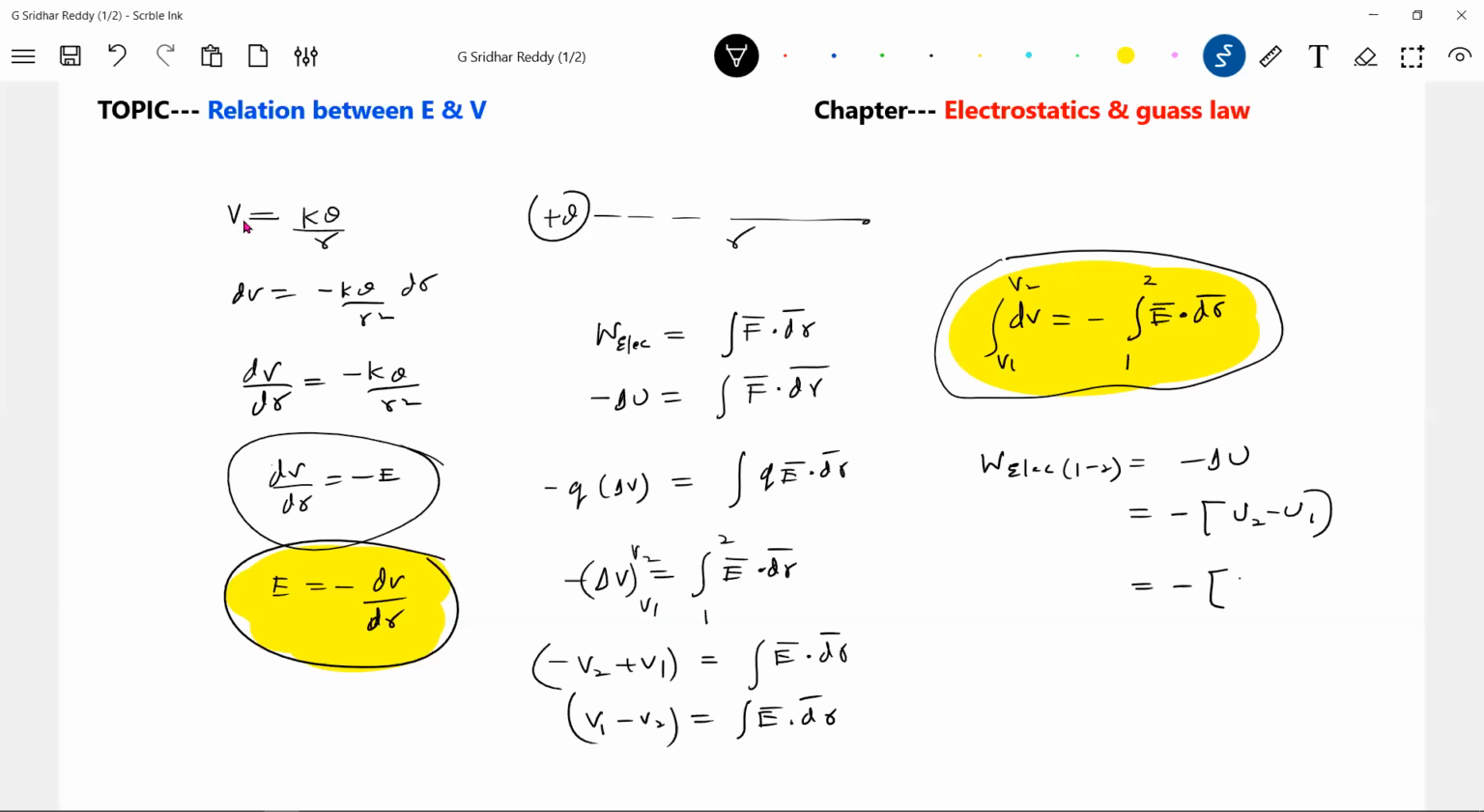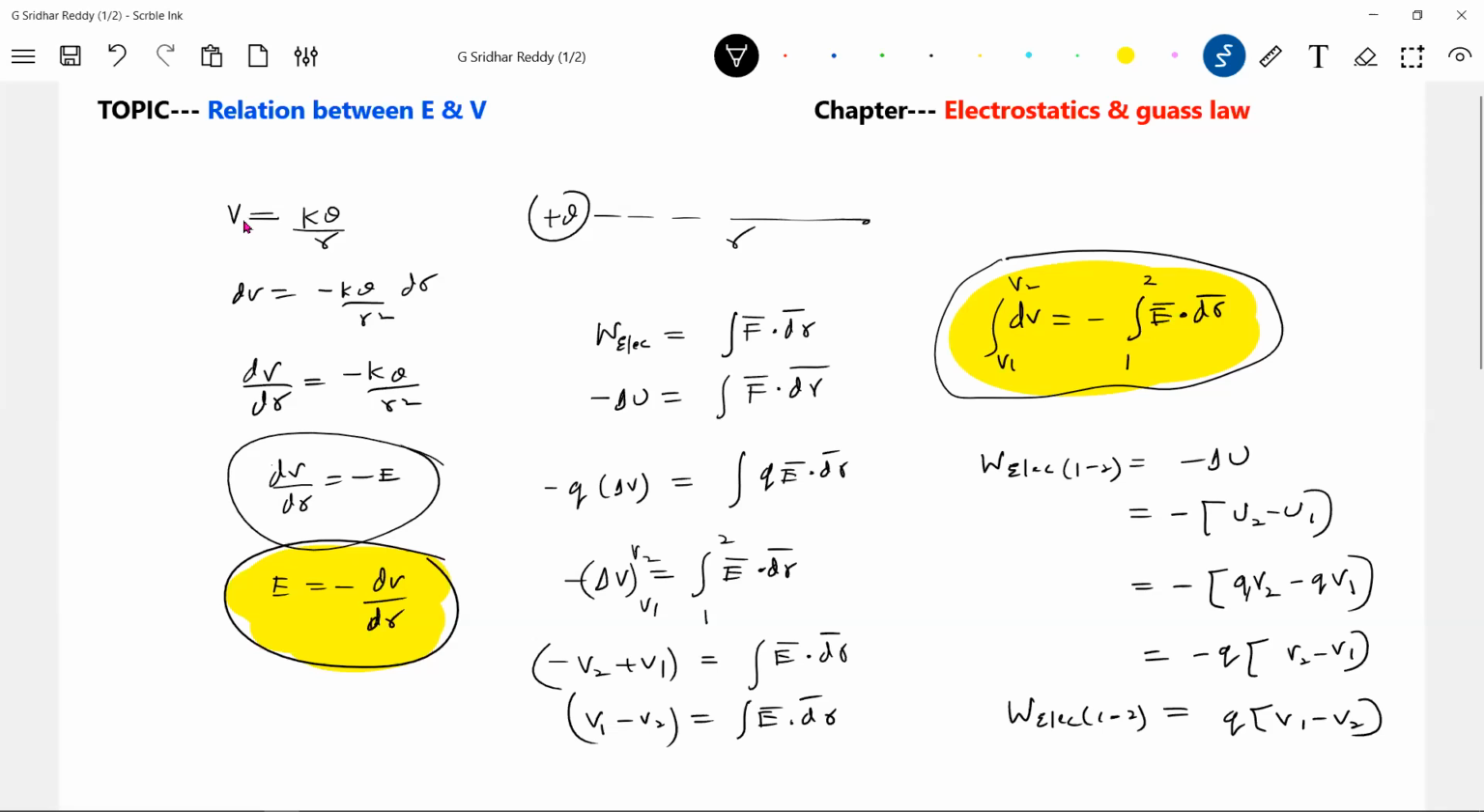Potential energy is equal to Q into potential difference, or charge into potential. So this charge you take outside. So this will become V2 minus V1, or this will become Q times V1 minus V2. So work done by electrostatic force in moving a charged particle from 1 to 2 is equal to that particular charge into potential difference.